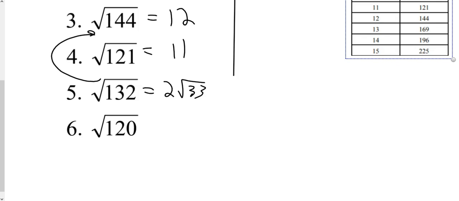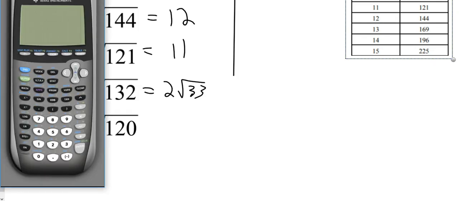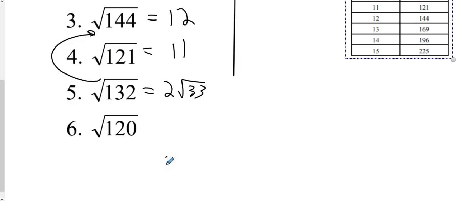All right? We can test it on our calculator if we want. Watch. 2, my board is really being weird right now. There we go. 2 times the square root of 33. Same answer. But that is the exact answer, not the rounded decimal.